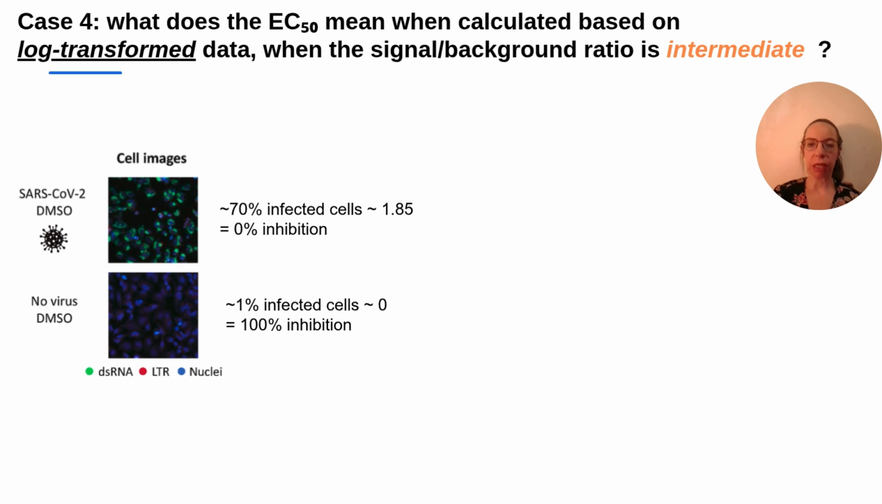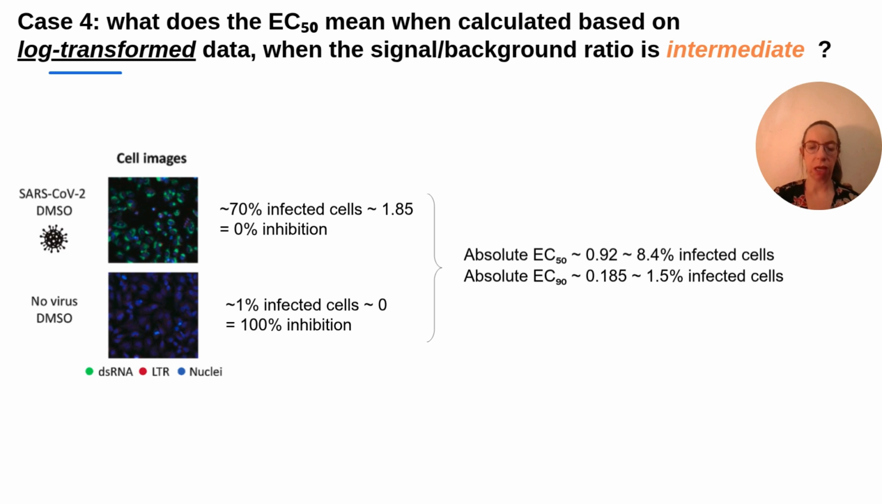Now, the 70% infected cells in the VC wells on top correspond to a log value of 1.85 and are thus defined as 0% inhibition, while at the bottom, the CC wells and 1% infected cells corresponds to a log value of 0 and are defined as 100% inhibition. Using this, the absolute EC50 now corresponds to a log value of 0.92, sorry, and thus 8.4% infected cells if you back calculate, while the absolute EC90 corresponds to a 0.185 log and back calculating 1.5% infected cells.